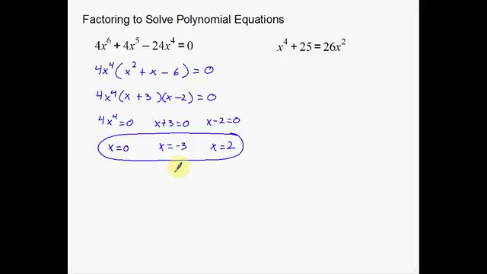All right, moving on to the next one. If you ever want to solve a polynomial equation, if we look at this next one, it's kind of out of order. What we want is for everything to be set equal to 0 like the first one.